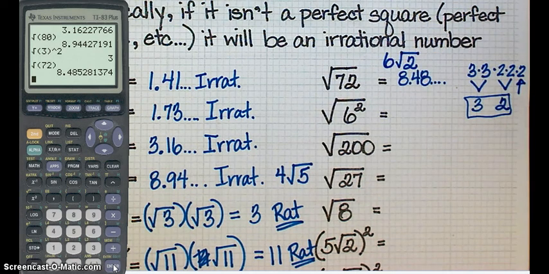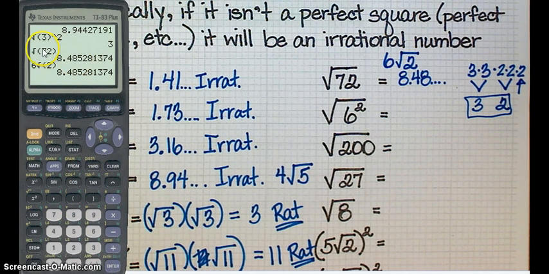Okay, I'll prove it to you. 6 times the square root of 2. Enter, and see you get the exact same answer as when you took just the square root of 72.